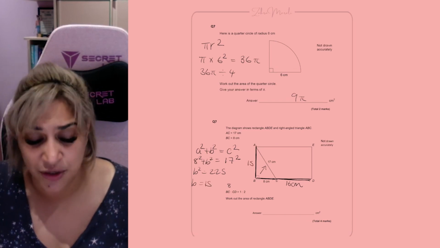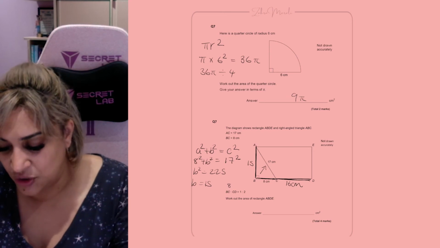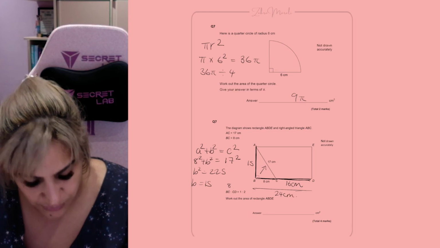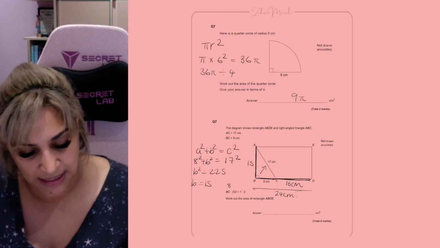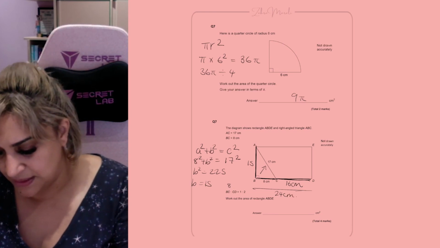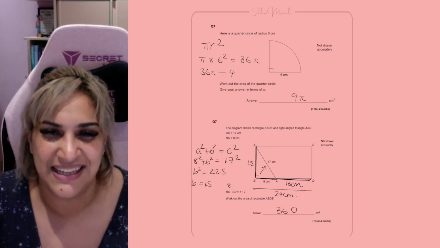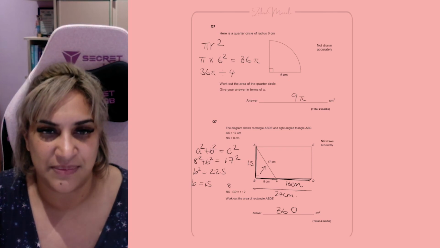So the area of the rectangle is along the bottom. We've got 16 plus 8, so we know this is 24 centimeters, sorry. And we're going to do 24 times 15 to give us 360. All right, so hopefully that makes sense.